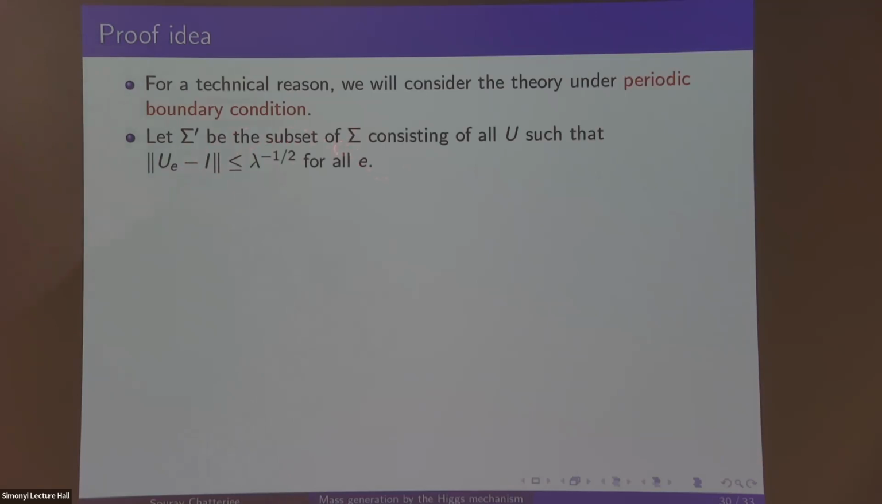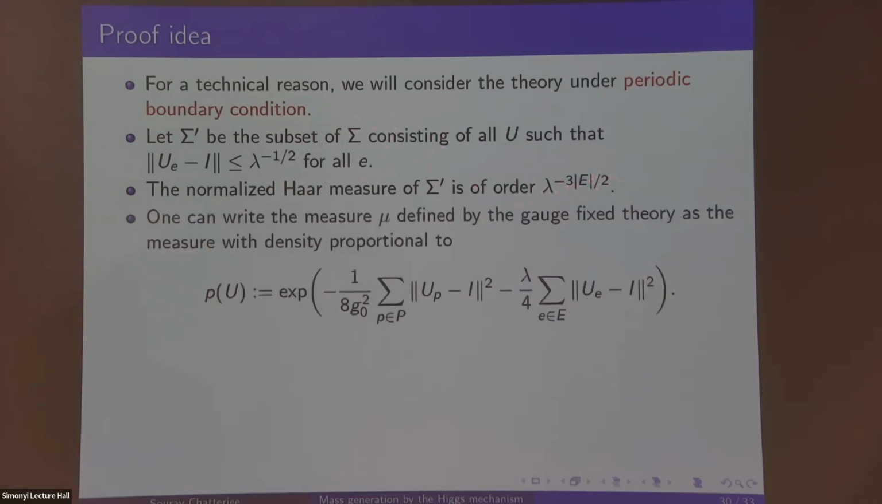Let sigma prime be the subset of sigma consisting of all U which are close to I. In each coordinate, it's within 1/root lambda of I, very close. So the normalized Haar measure of this is of order lambda to the minus 3/2 times the number of edges, because remember the Lie algebra is three-dimensional. A ball of radius root lambda will have measure lambda to the minus 3/2. Is it the same lambda as before? Yeah, it's the same lambda, the Higgs length squared Higgs length. So it's lambda to the minus 3E/2.